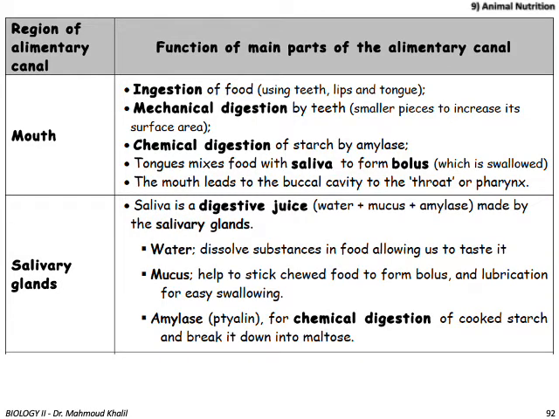The salivary gland, which is a digestive gland, forms a digestive juice made of water, mucus, and amylase. The water dissolves substances in food, allowing us to taste it. Mucus helps to stick the chewed food together to form the bolus, and provides lubrication of the mouth and easy swallowing. While the amylase, which is also called ptyalin, is used for chemical digestion of cooked starch and breaks it down into maltose. So amylase works on cooked starch, not uncooked starch, to convert it to maltose.